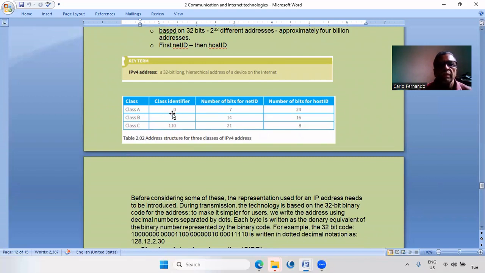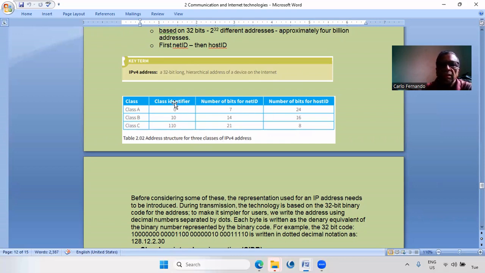Class identifier here is 0. Number of bits for the net ID, the first part, 7. Number of bits for host ID, 24. So the total is 24 plus 7 plus 1. This is not a number to be taken, this is 1 bit. Class identifier 0 means 1 bit. So 24 plus 7 plus 1, 32.